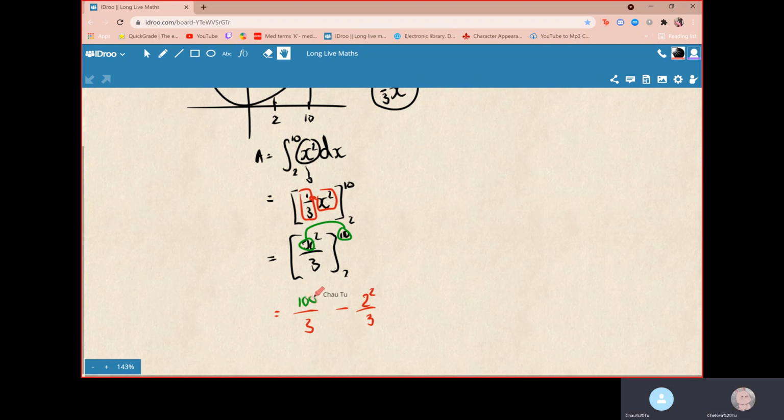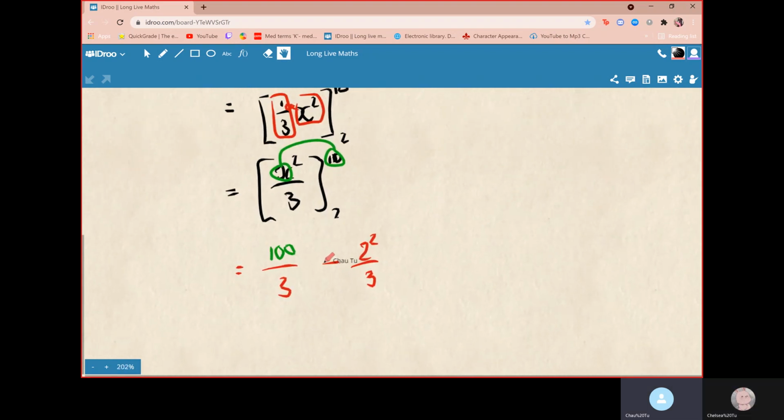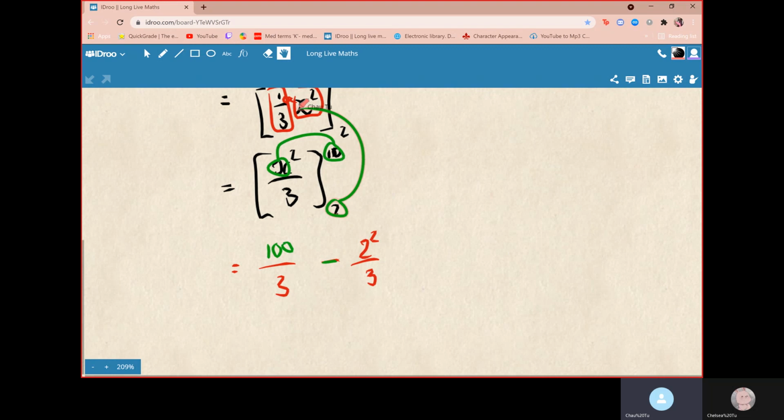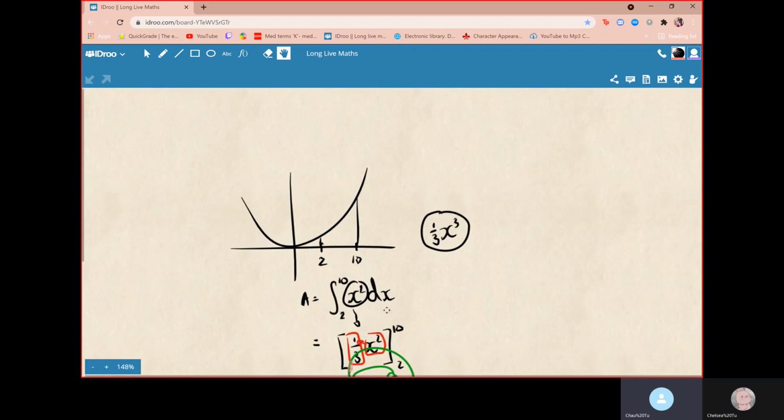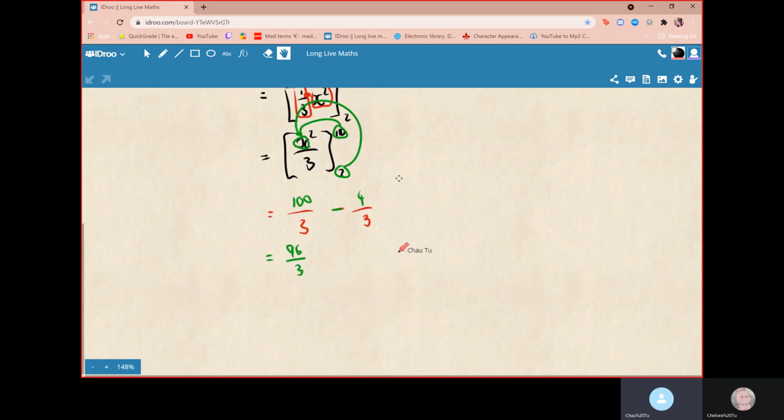That would be subs. 100. And then you always take away, and then you put the 2 into the x. Oh, so it would be 4 over 3. Yeah, 4 over 3. And then that will give you the area. So the area is 96 over 3, the area underneath x squared between 2 and 10.